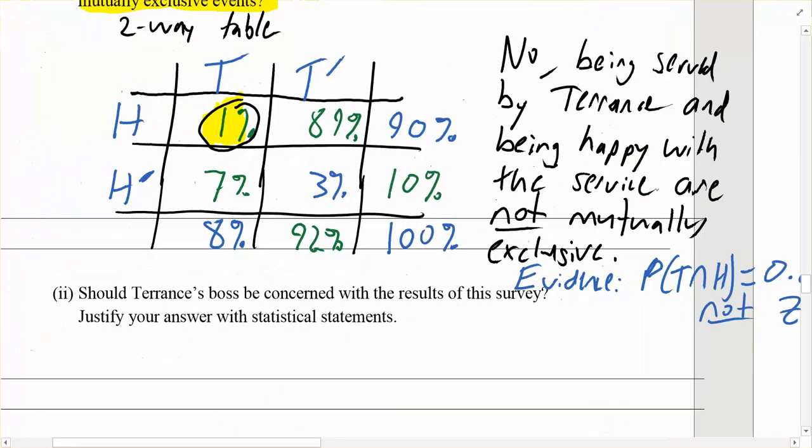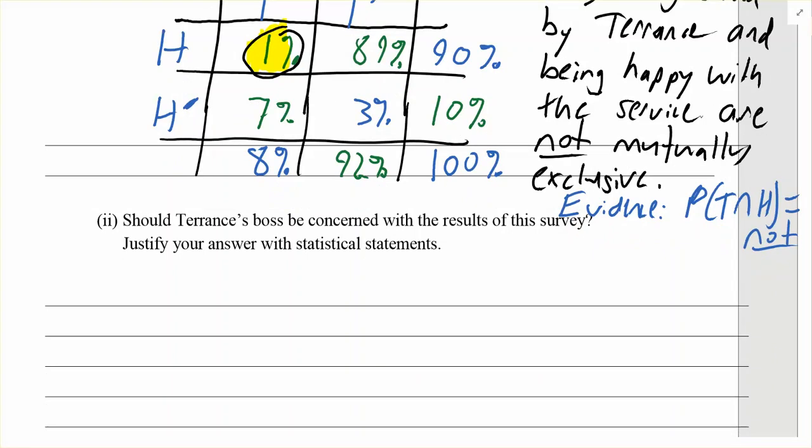Right, next question. Should Terence's boss be concerned with the results of the survey? Justify your answer with statistical statements. Well, when we're asked a question like this, it's aiming at relational thinking. So it's wanting us to compare the probability of someone being unhappy if they were served by Terence with the probability of someone being unhappy if they were served by someone else.